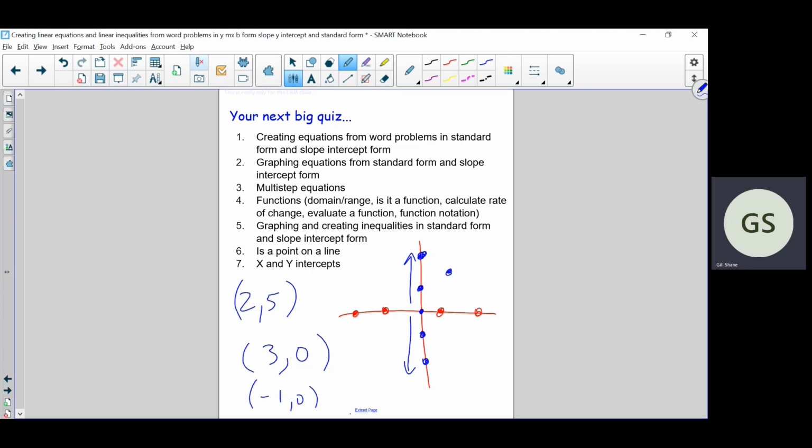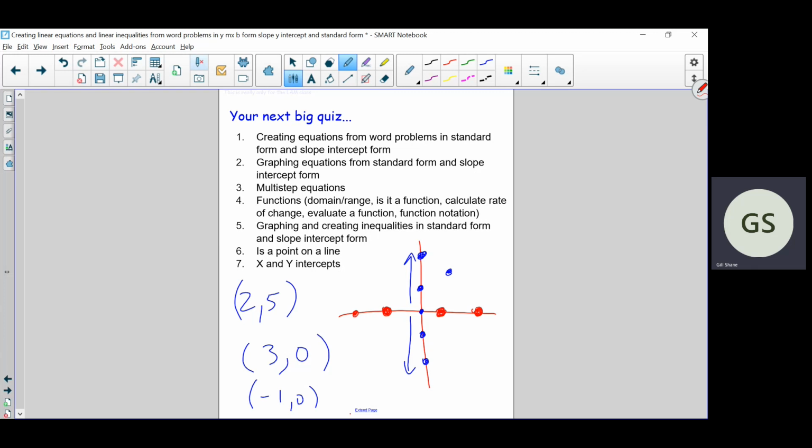like those are x-intercepts, because (3, 0) might be this point right here. Like maybe that's (3, 0), or maybe that point's (3, 0). (-1, 0) might be that point. Depending, the numbers don't even matter. It's just a matter of is it on the x-axis or not. If it's on the x-axis, it is an x-intercept.